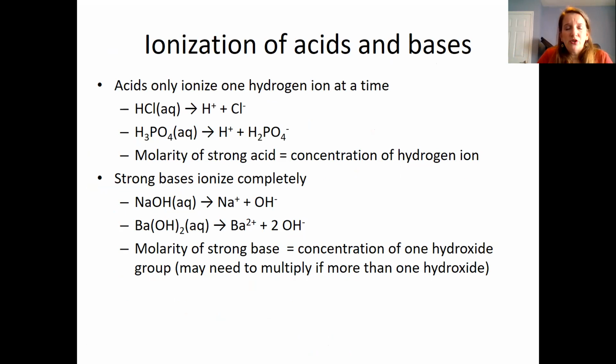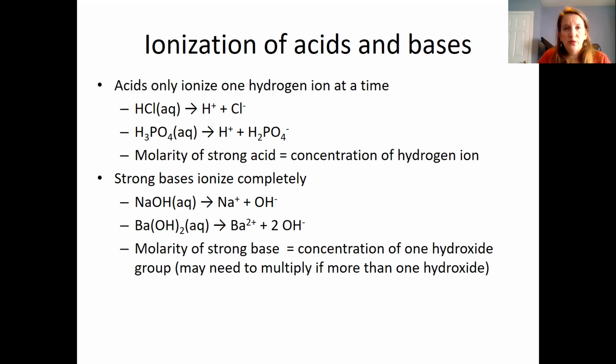If we're talking about strong acids and strong bases, the concentration of the acid or the base is referring to the concentration of the ion. With acids, because they only ionize one hydrogen at a time, the concentration of the acid is equal to the concentration of that hydrogen ion that we need to do our calculations with. With bases, though, we have to multiply that concentration by the number of hydroxide ions in solution.